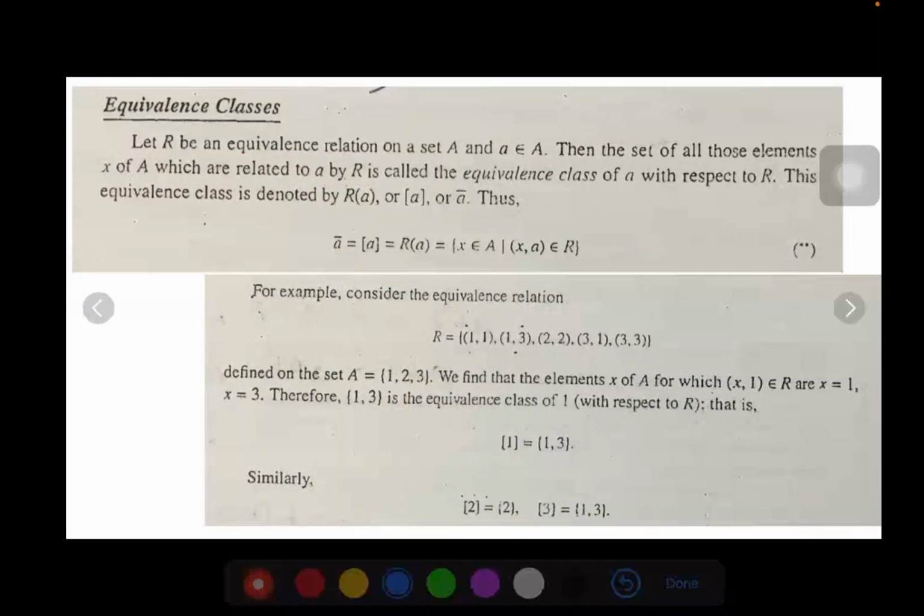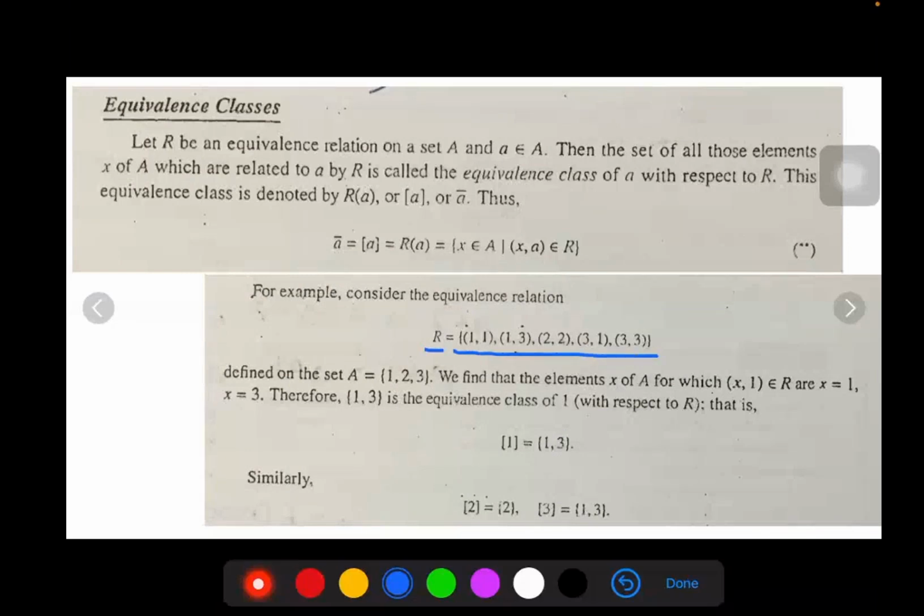We'll see an example here. Let us consider a relation R on the set A. We have to start finding the equivalence class of all the elements. So for example, equivalence class of 1. So 1 should be in the second place of the pair. Where and all is it there? Check. Okay, look at this.